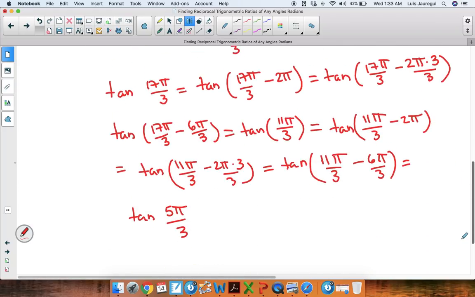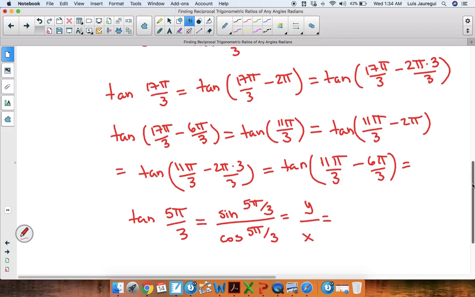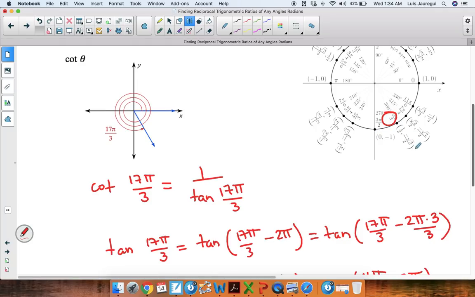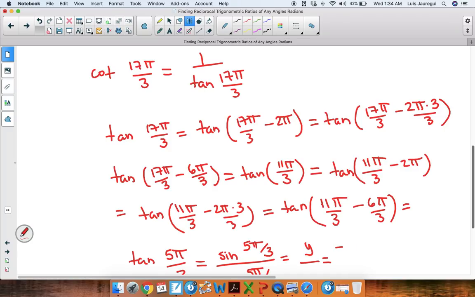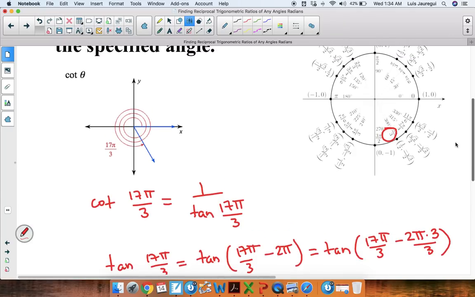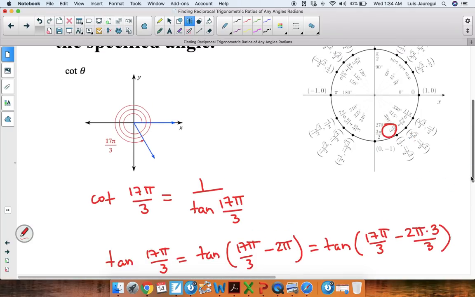Now, coming back to this, we know that tangent happens to be sine of this angle, 5 pi over 3, divided by cosine of 5 pi over 3. Now, this is the same as your y over your x. So let's take a look at your y coordinates here. Your y coordinate happens to be negative root 3 over 2. It's negative root 3 over 2 divided by your x coordinate, which happens to be 1/2.